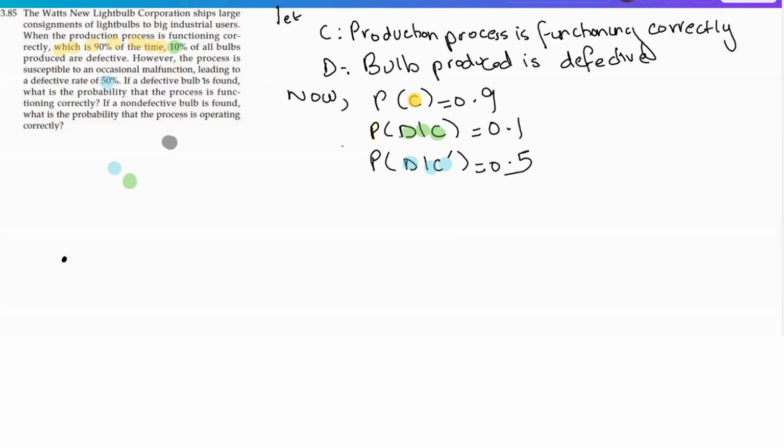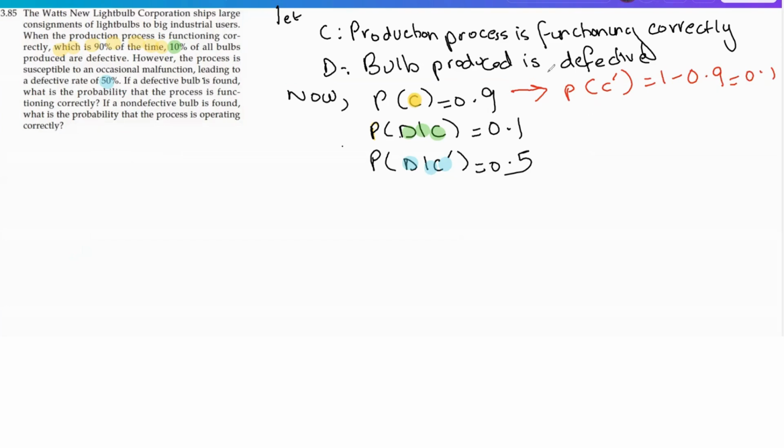The first step was we defined our events, then we saw what probabilities were given to us. Now we want to use the probabilities given to us to find other probabilities using the complement rule. We can infer that the probability the process is functioning correctly is 0.9, so the probability it's not functioning correctly, C complement, is 1 minus 0.9, which is 0.1.